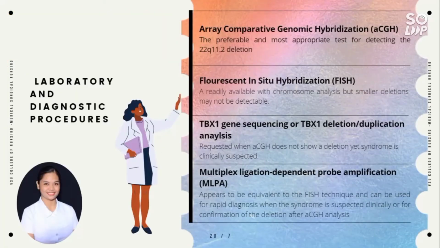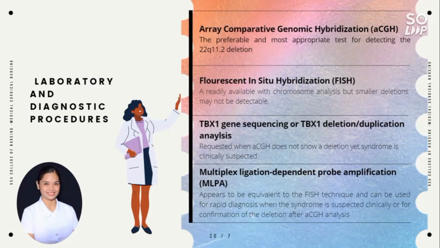So these are some of the laboratory and diagnostic procedures that can be used to diagnose DiGeorge syndrome. First is the array comparative genomic hybridization. This is the preferable and most appropriate test for detecting the 22q11.2 deletion. It has the added benefit of detecting large or submicroscopic chromosomal deletions or duplications on all chromosomes, in addition to the classic chromosome 22q11.2 deletion. It may also provide refinements of the breakpoints, although the size of the deletion has not yet shown any clinical correlation.